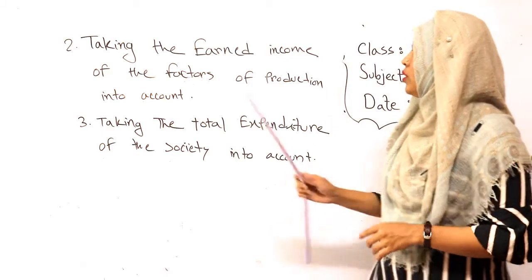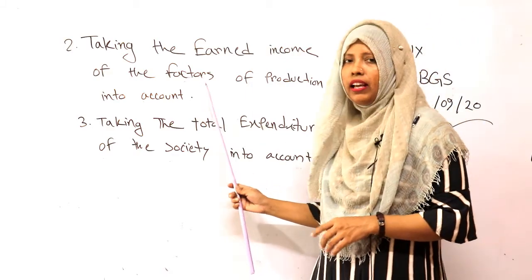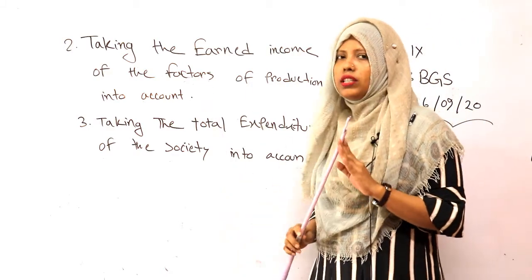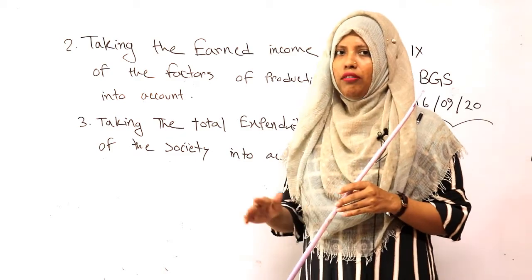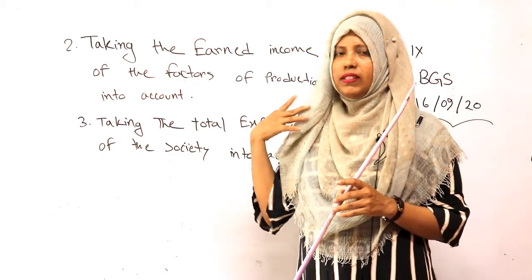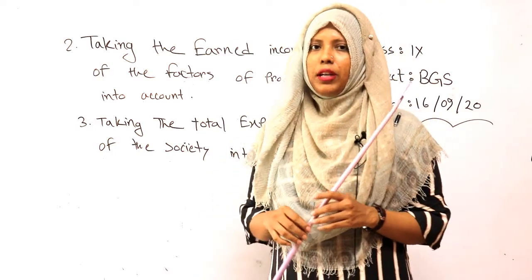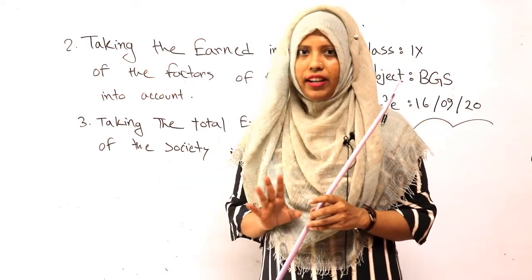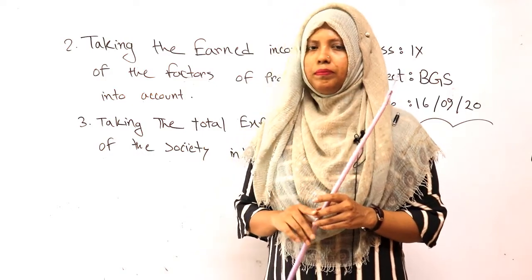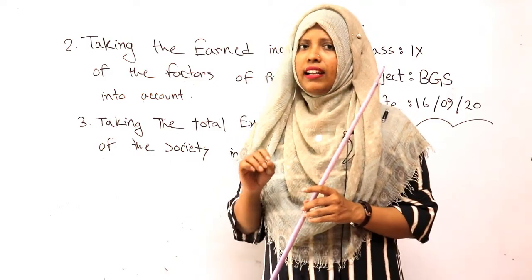Here, when we measure the GNP, included in GNP is the income of the citizens of a country. Here the income of foreigners is not included, only the citizens.